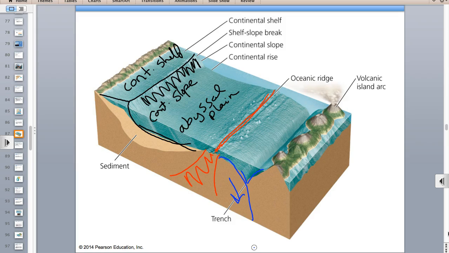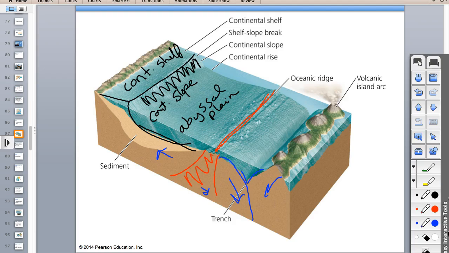Is that ringing some bells for you? Yes, ma'am. What's the name of that plain? Oh, the abyssal plain. How do you spell that? A-B-Y-S-S-A-L, abyssal. Oh, so I get it. Yeah, and so this is my divergent plate boundary. This is my convergent plate boundary. And this is a volcanic island arc. This would be analogous to a situation like Japan or Indonesia.